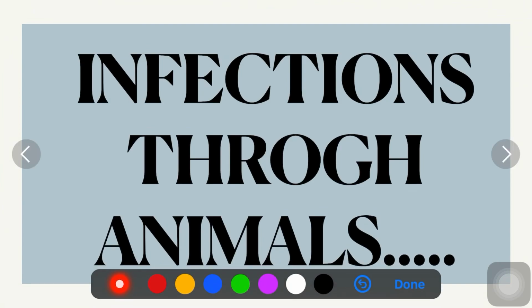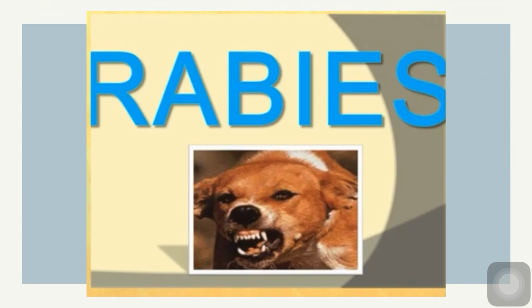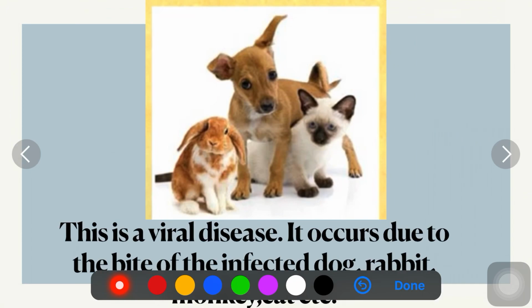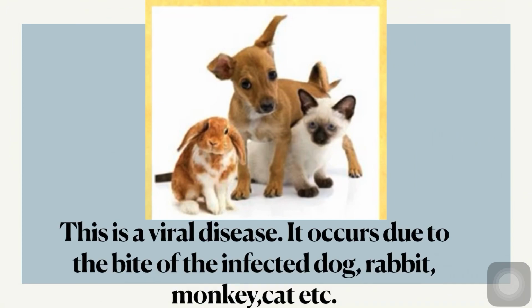Now, children, we will see infectious diseases through animals. Infectious disease through an animal is rabies. Rabies is a viral disease. The bite of a rabid animal, that is the animal who is already infected with rabies virus, transfers the virus into the human blood through the bite wound.